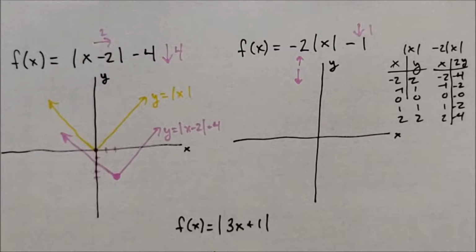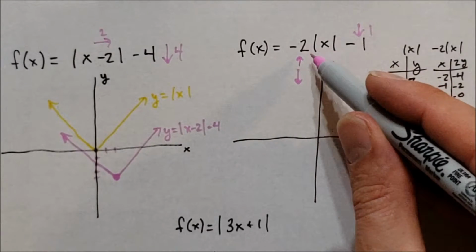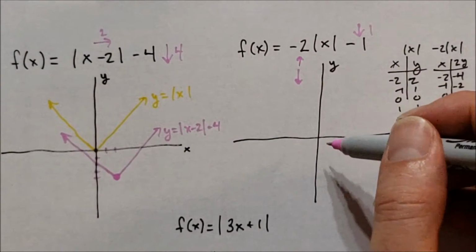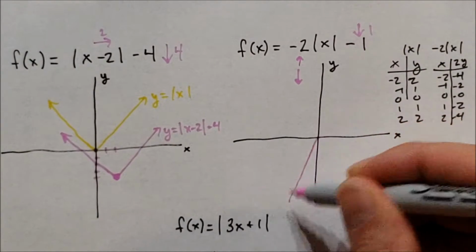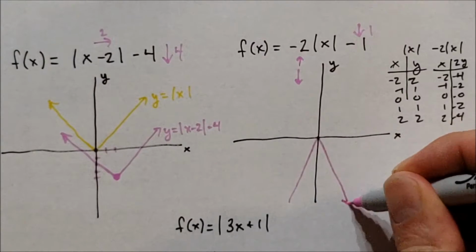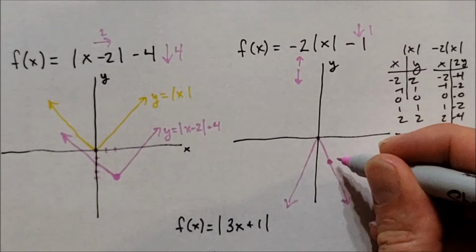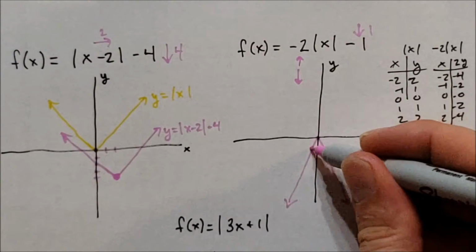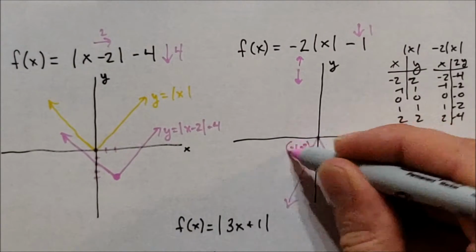Graphing that from our parent function, it's the same yellow one. We're going to stretch it 2 in the y direction. We're going to flip it over the x-axis, and then we're going to shift it down 1. So it's going to look about like this, where at this point would be 2, -4. We would have -1, -2.